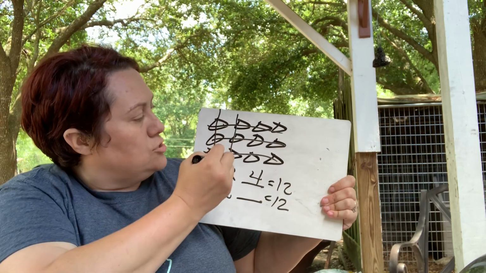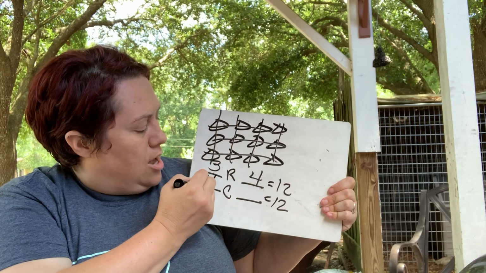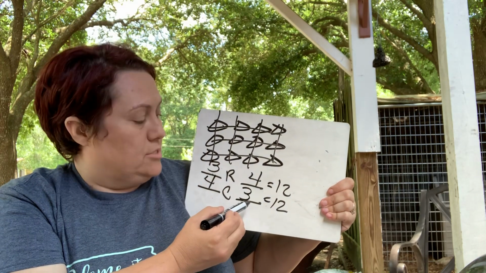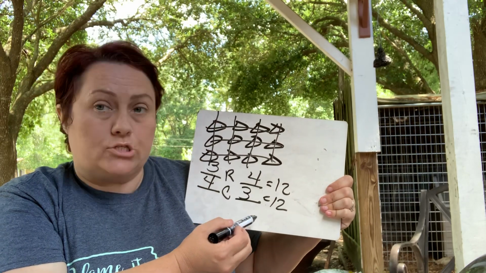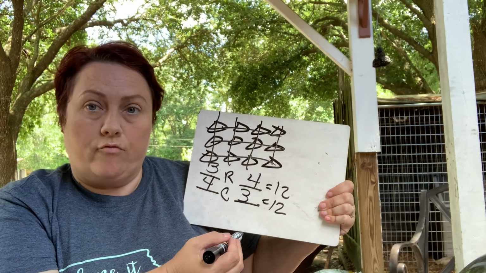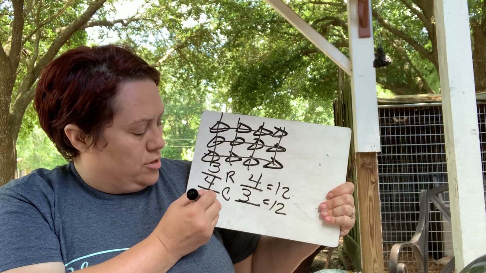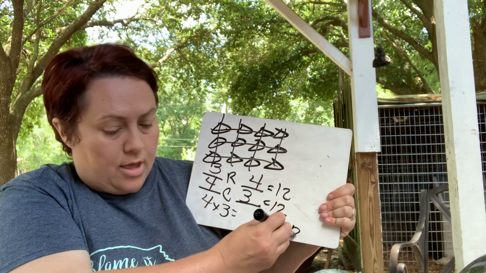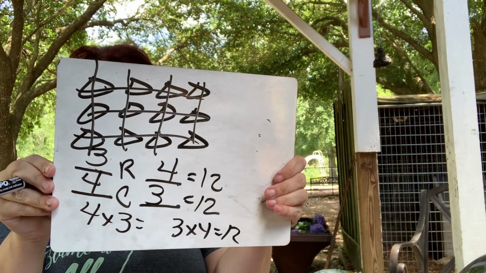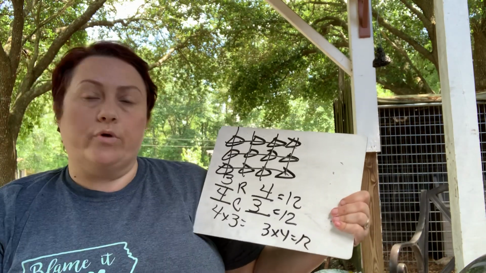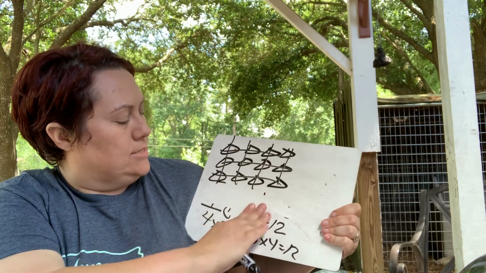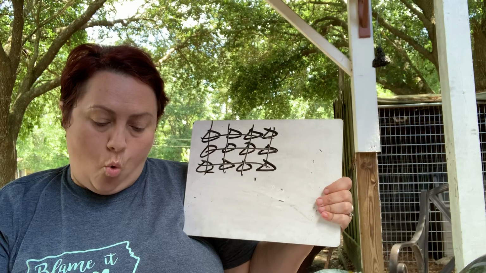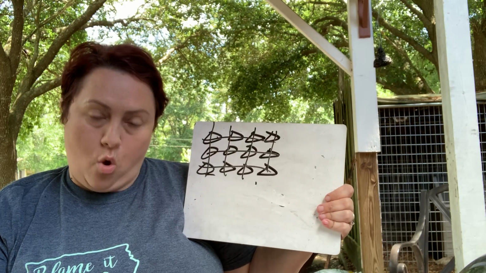Columns, we have 1, 2, 3, 4 columns, and how many in each? 1, 2, 3. 4 columns of 3. That would be 3 plus 3 plus 3 plus 3 equals 12. Multiplication sentence, 4 times 3 and 3 times 4, both equal to 12. This one went an extra step though, and we're going to erase this at the bottom. And it said to add 1 more row.